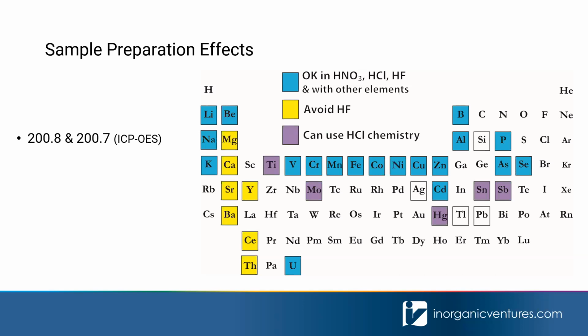Now, there are some elements that do like HF. The common ones that are part of this method or these methods would include titanium, molybdenum, tin, and antimony. However, for those 4 metals, you can avoid HF entirely and just use HCl chemistry. So if you have to measure titanium, moly, tin, or antimony, don't worry if you can't use HF in your lab.